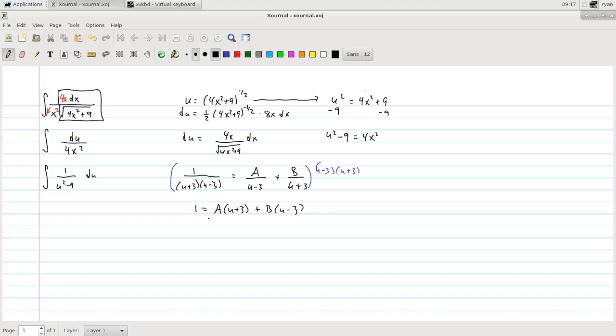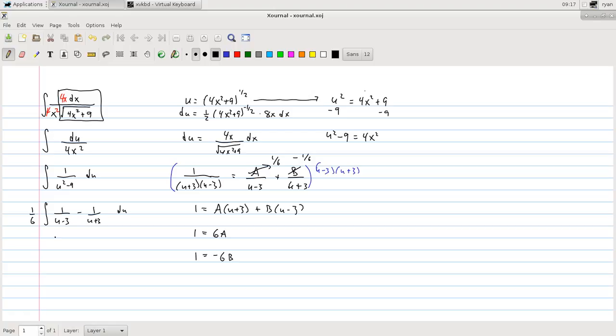If we evaluate both sides of this equation at u equals 3, we get 1 equals 6a, and this tells us that a is 1/6. If we evaluate both sides of this equation at u equals negative 3, we get 1 equals negative 6b. So we know b is negative 1/6. That means we can simplify the original integral as 1/6, right? We can factor out this common factor of 1/6, 1 over u minus 3 minus 1 over u plus 3 du.